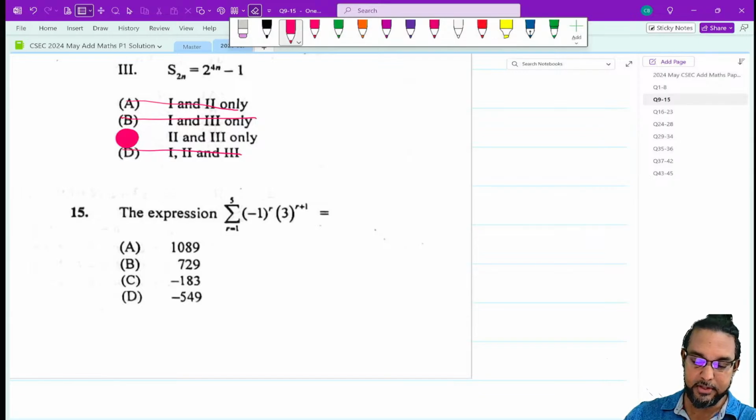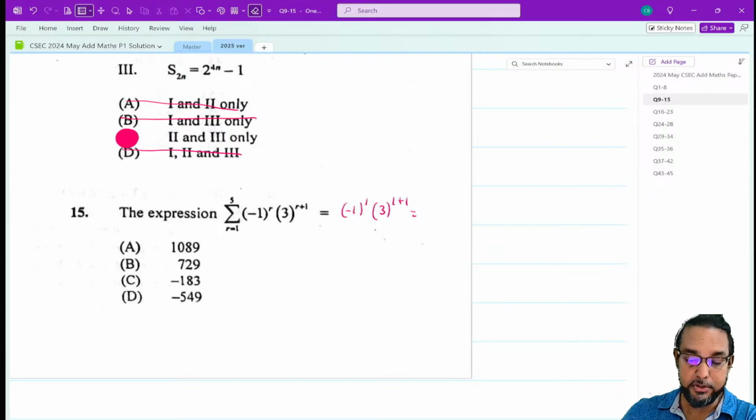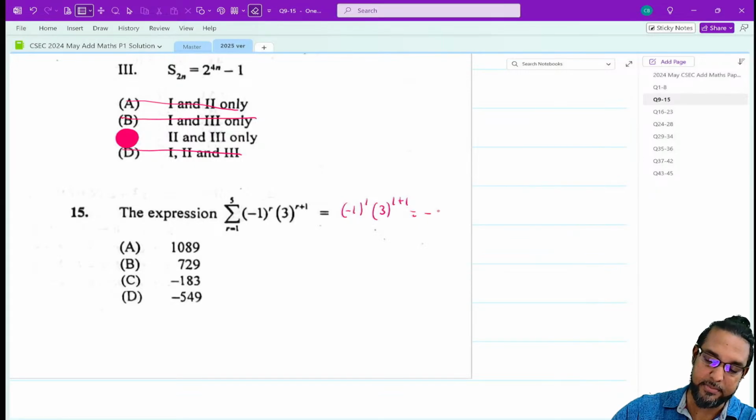Right? So the sum of the first 5 terms of minus 1 to the r, then by 3 to the r plus 1. Right? So you have an oscillating sequence. Okay. So minus 1 to the 1, then by 3 to the 1 plus 1. Okay. 3 to the 1 plus 1 is 3 to the 2, which is 9. Minus 1 to the 1 is minus 1. Minus 1 by 9 is minus 9.